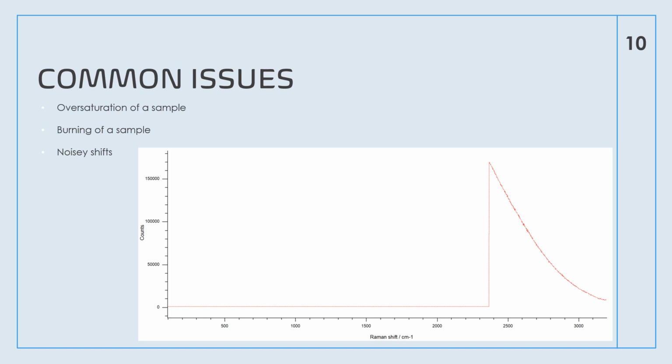Another common issue is burning the sample with the laser. To solve this issue, try reducing the laser power or consider soaking the sample in water. This will help the heat energy from the laser to dissipate through the material and may prevent burning.